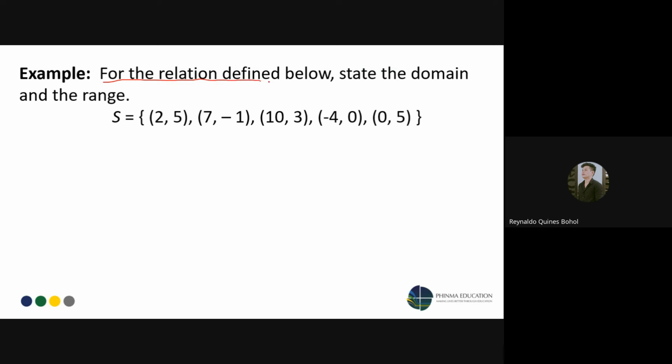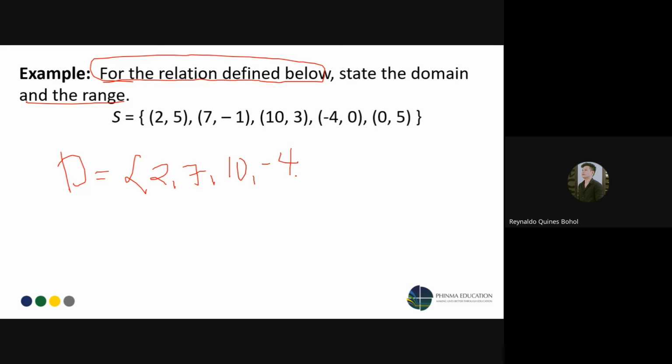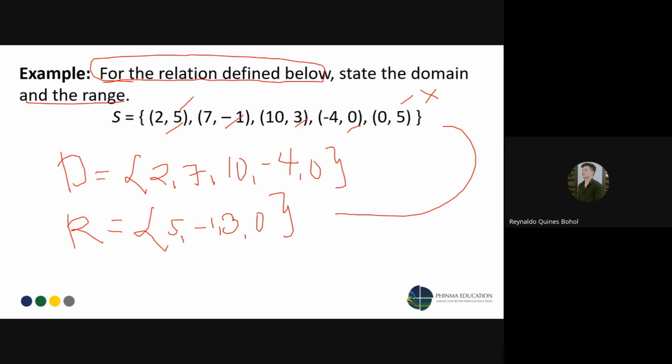Next, for the relation defined below, state the domain and the range. The domain here is 2, 7, 10, -4, 0. And for the range is 5, -1, 3, 0. That's it because 5 is repeated. If you want to get the range, the answer should be 5, -1, 3, 0. Okay, so gets po ba ang domain and the range? Please click the thumbs up kung gets po ang functions and relations, domain and range.